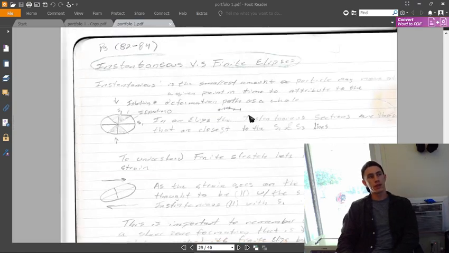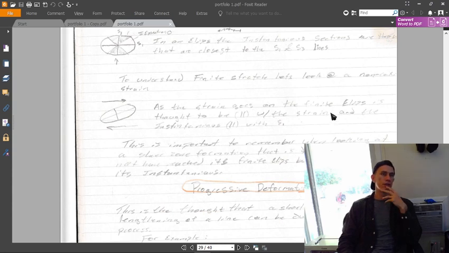Instantaneous versus finite ellipse. The instantaneous ellipse is how far something can move immediately, usually right in this little area. It is the amount a particle may move at any given point in time, attributed to the instantaneous deformation path as a whole. So it's how something might move at any point, from position A to B to C to D to E to F. That's instantaneous. And they're usually closest to the S1 and S3 lines.